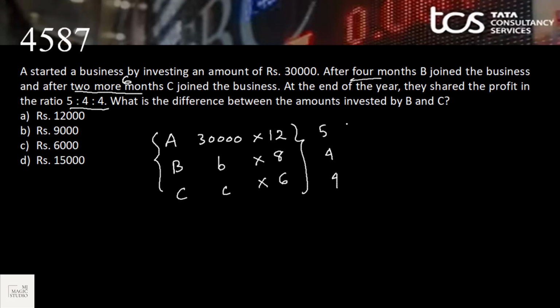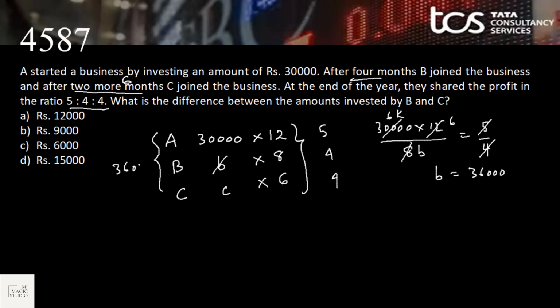Let us first compare A and B. So 30,000 into 12 by 8B equals 5 by 4. 4 2s are 8, 6 5s are 30, this is 6,000. So B is 6 into 6, 36,000. Investment of B is 36,000.